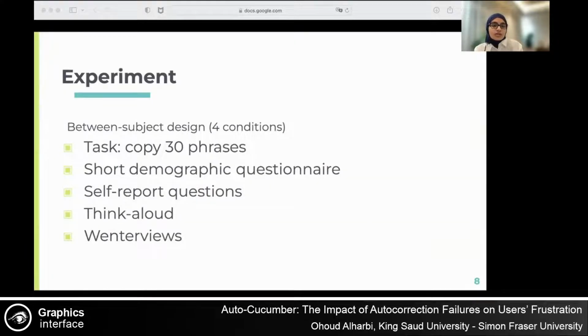We ran the study with a between-subject design with 4 conditions. Before starting this study, participants were asked to fill a background questionnaire and an English proficiency test. Participants then typed 30 phrases randomly selected from a random phrase set. We repeatedly assessed task workload and frustration through self-report questions. Also, we asked participants to use the think aloud method and report their emotions and what they felt during the study. Finally, we conducted interviews.